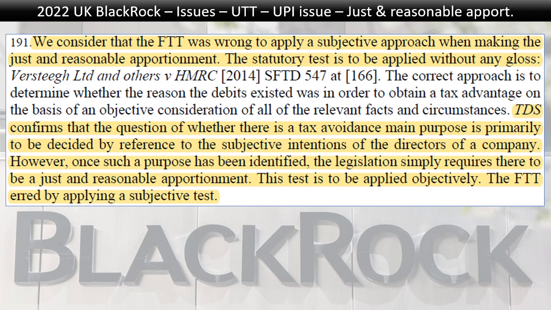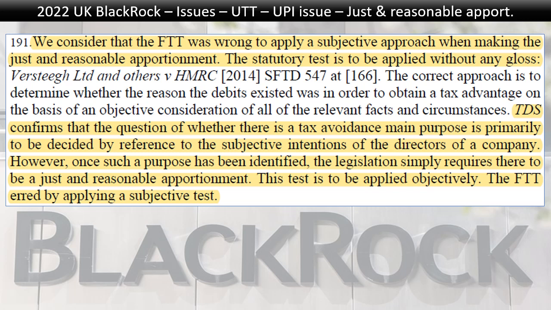And the Upper Tier Tribunal says we consider that the FTT was wrong to apply a subjective approach when making the just and reasonable apportionment. The statutory test is to be applied without any gloss. TDS confirms, and it was a decision quoted by the court, that the question of whether there is a tax avoidance main purpose is primarily to be decided by reference to the subjective intentions of the directors of a company. However, once such a purpose has been identified, so yes, they did want to save tax, the legislation simply requires that there be a just and reasonable apportionment. This test is to be applied objectively, right? So then you don't need to look at the intentions of the directors anymore.